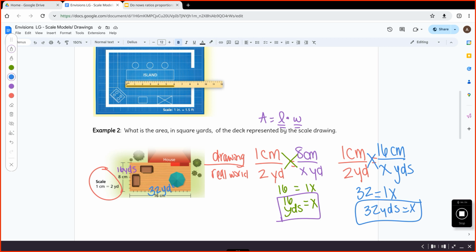So here this becomes 32 yards. Now to find area, you have to do length times width. So we're going to do 16 times 32, and we get 512. Since we're talking about the real world, our units are yards. And since we're saying area, we're using squared. So our units are squared whenever we talk about area.